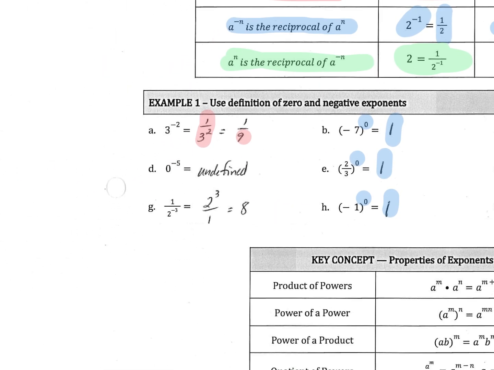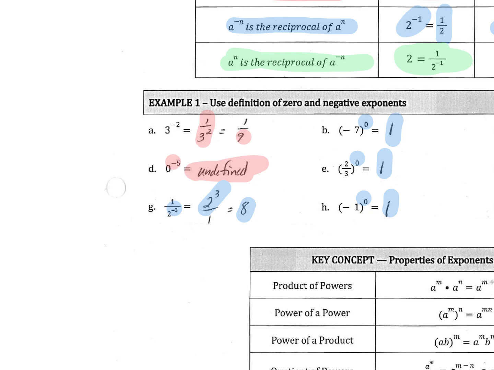Two more examples, letter D and letter G. Letter D is an interesting one because it says 0 to a negative exponent. 0 cannot even have a negative exponent. If you typed it into your calculator, it would say error or undefined. The last example, 1 over 2 to the negative 3 power. We can move 2 to the negative third all the way up. Now it's on top of the fraction, like a regular whole number. 2 cubed is actually 8.